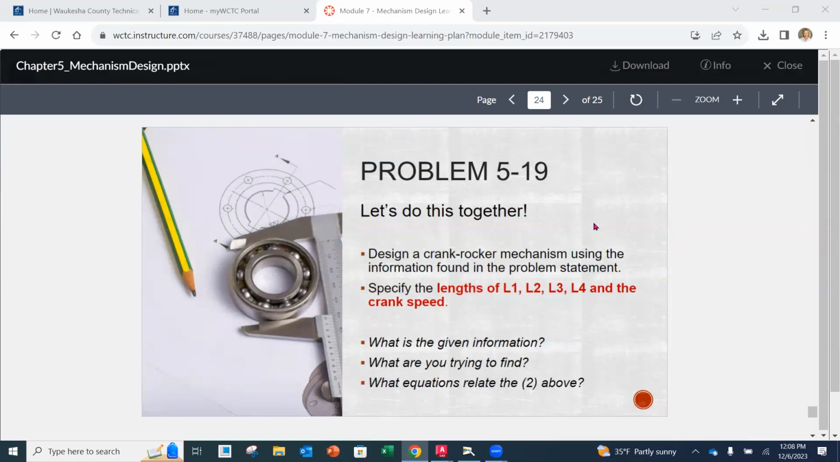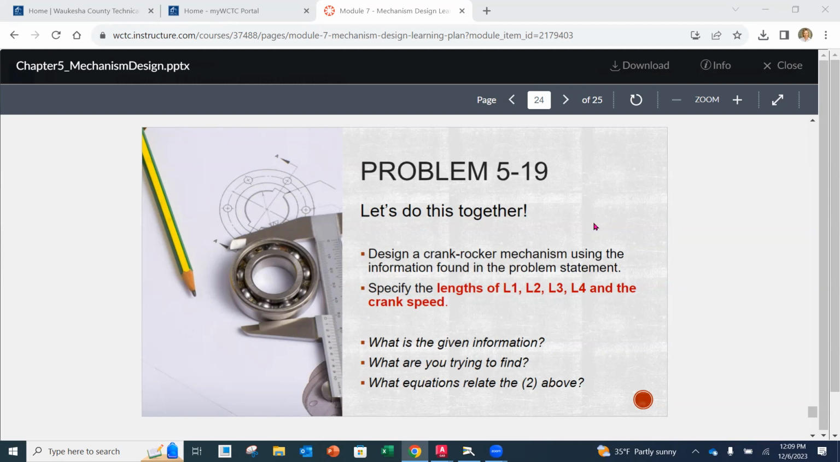All right, so now we're going to look at problem number 19. This is really the last problem, the last slide that we have here in this chapter. And chapter 5, as we know, was dedicated to looking at mechanism design. And up to this point, we've been given all the lengths of the links. We've been given the RPMs, all that kind of stuff.